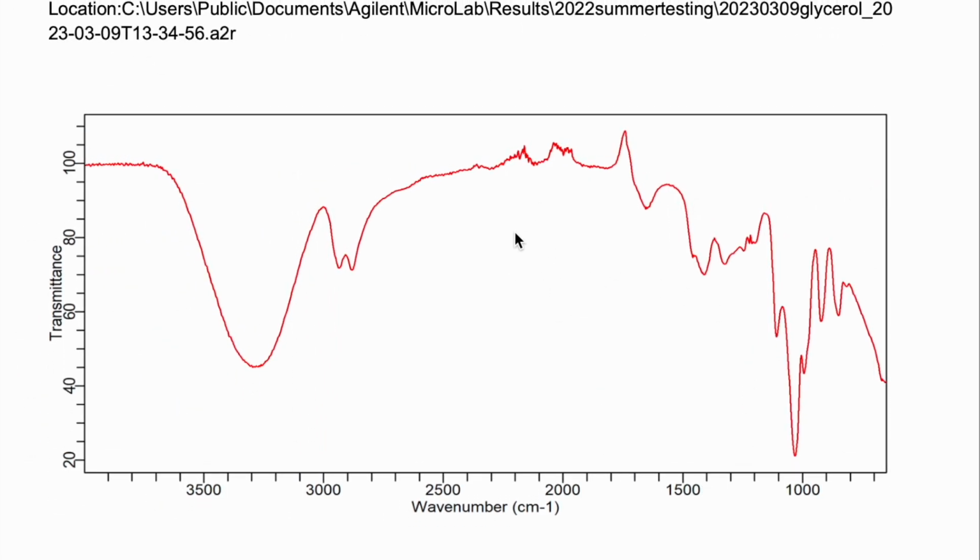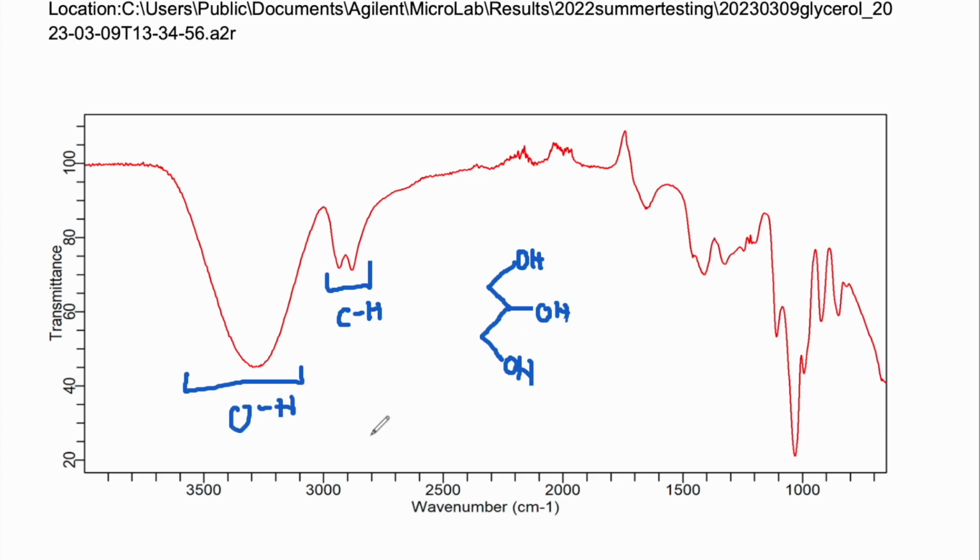Here is the IR of glycerol. So this is very different. This is just glycerol itself. So we do not see an ester at all, and we do see a very large OH peak. We still see some CH stretches as well. We have CH in the molecule. We have OH in the molecule. So if we had glycerol in the biodiesel, we would still see the ester of the biodiesel, but then we would also see some significant OH group as well.